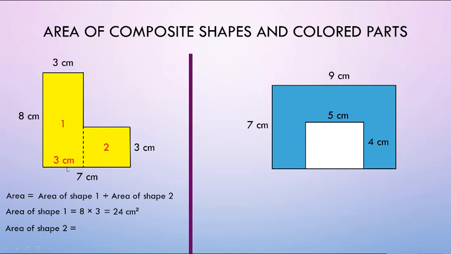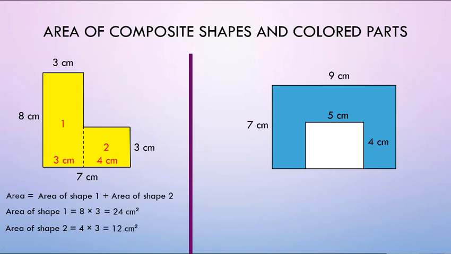So if this whole side is 7 centimeters and a part of this side is 3 centimeters, to find the second part, we subtract 3 from 7. 7 minus 3 is 4 centimeters. So our length is 4 centimeters. Now let's find the area. 4 times 3 is equal to 12 square centimeters.